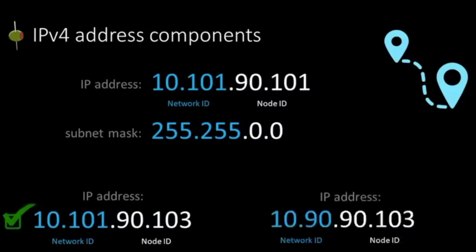If I bring on another IP address, the node ID doesn't conflict, but my network ID isn't the same. So those devices are not going to communicate with each other. This is probably one of the biggest problems of bringing new devices on a network: you need to make sure that your network ID is set to the same so that they can communicate.